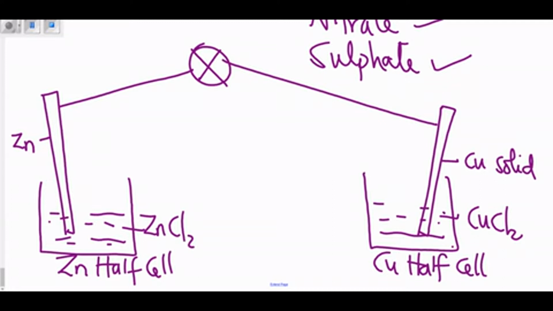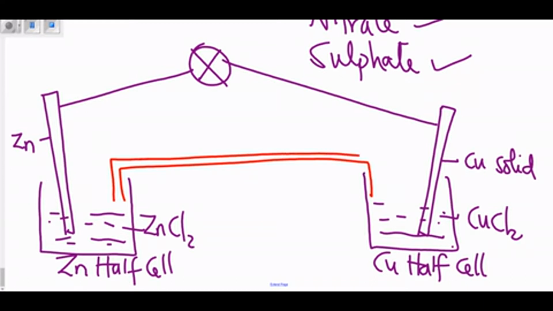There is a main part of this cell that we need to introduce, and this is called the salt bridge. The salt bridge serves as a connection between the two half cells. We will talk about the salt bridge just now. But now you can see that we have a complete circuit here.